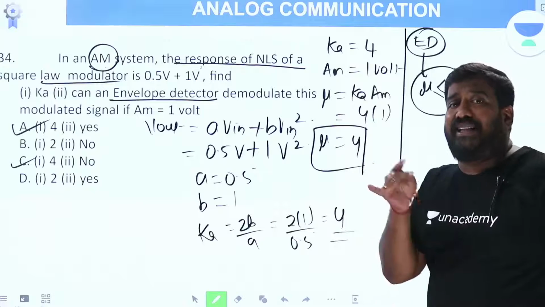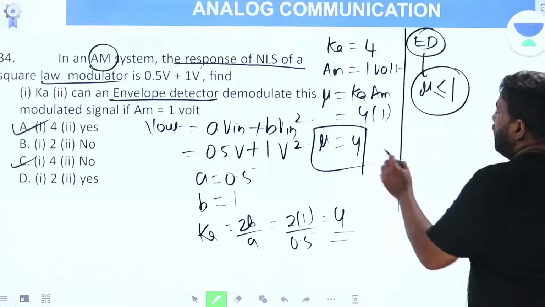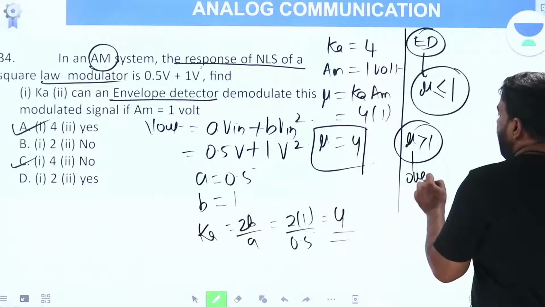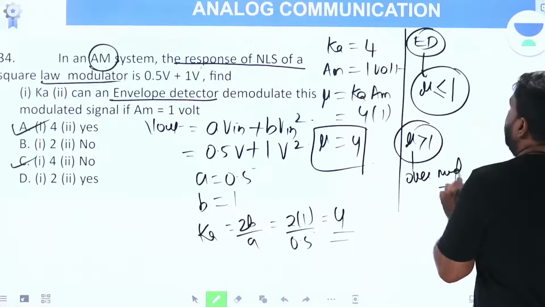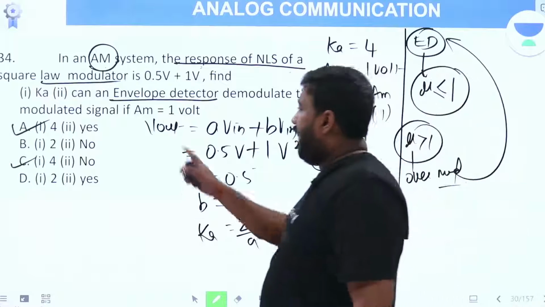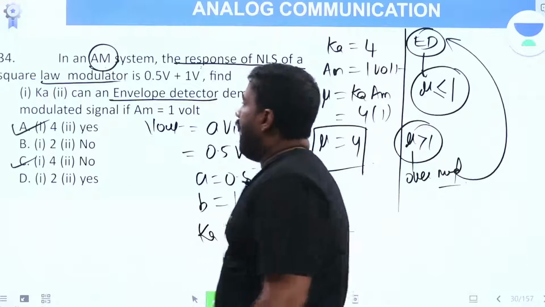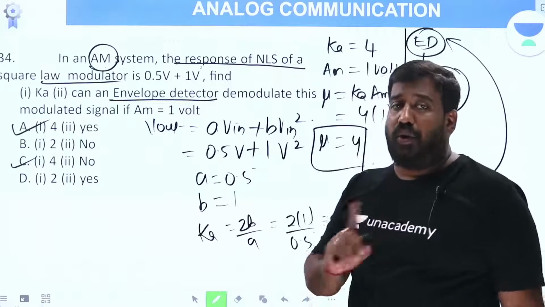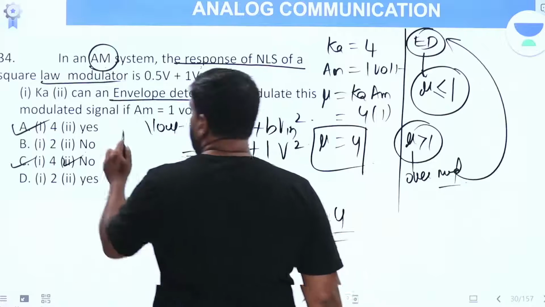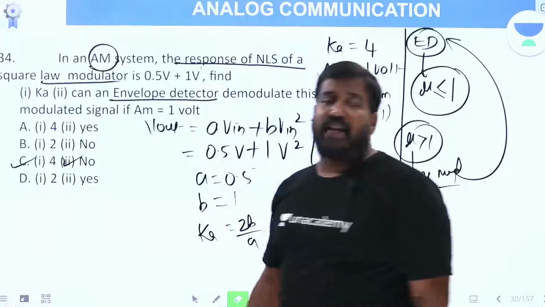Clearly, mu is greater than 1. Therefore, as mu is greater than 1, it is an over-modulated signal. The envelope detector cannot detect an over-modulated signal. It is not possible. Therefore, Ka is 4. And can it demodulate? No. It cannot demodulate. Therefore, what is the answer? Option C is the answer.